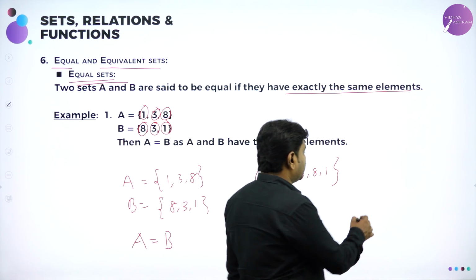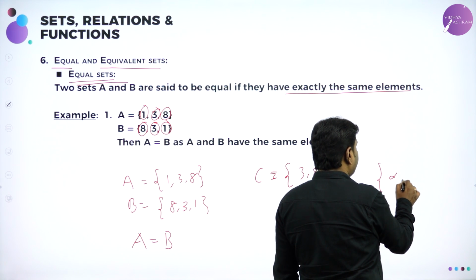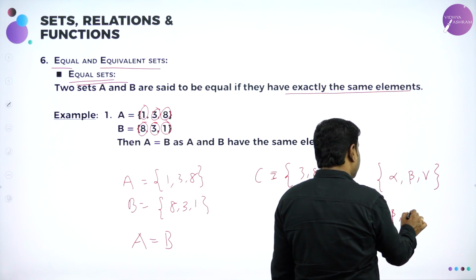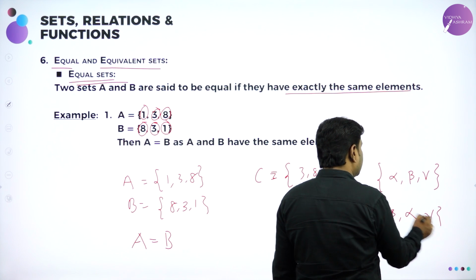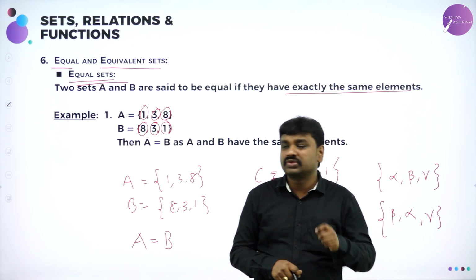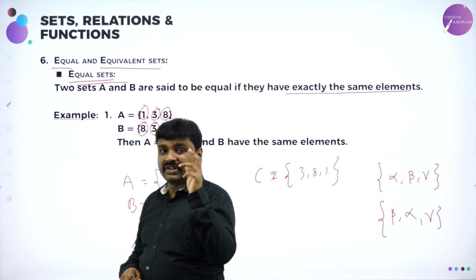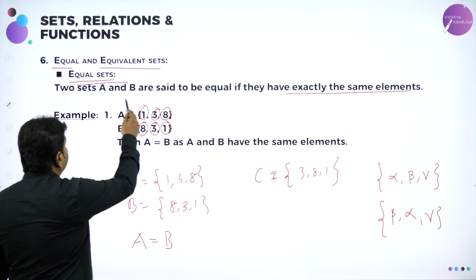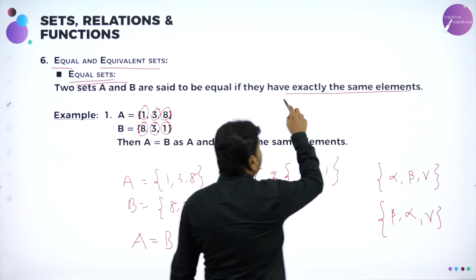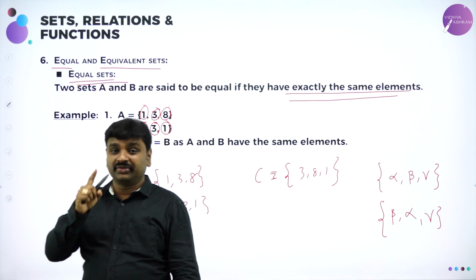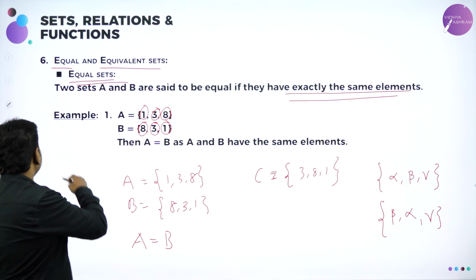So suppose I write a set containing alpha, beta, gamma, and the other set containing beta, alpha, gamma, both are equal because both are having exactly the same elements. Two sets A and B are said to be equal if they have exactly the same elements. If they have exactly the same elements, we call them equal sets.